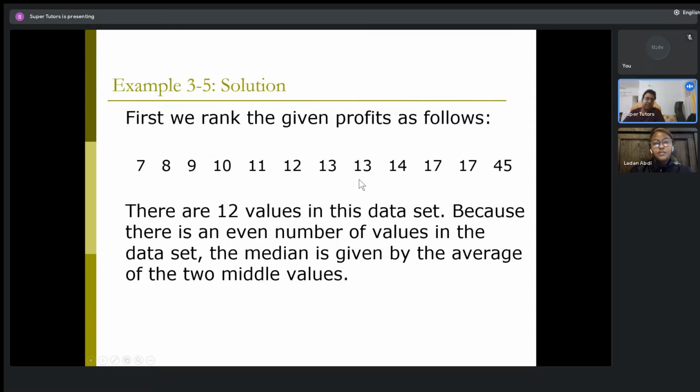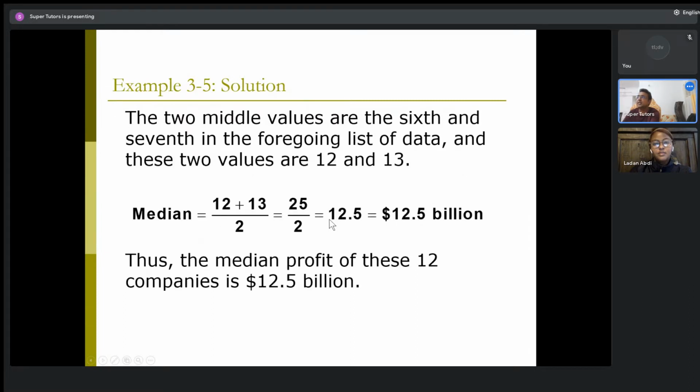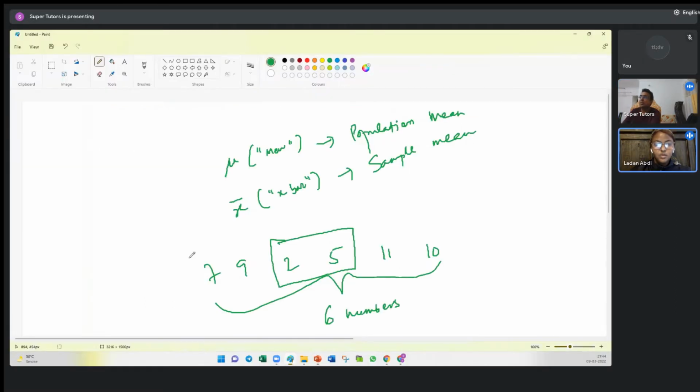What you do in such cases is fairly straightforward. Your first step is the same. You first rank them in increasing order like this, and then you grab the middle two terms and take the average, right? So for 12 values, if you think about it, the sixth and the seventh value will be the middle two terms, because the sixth will be after five terms, and after the seventh term there will be another five terms. So you grab the middle two, 12 and 13, take the average, and that's your median. Voila.